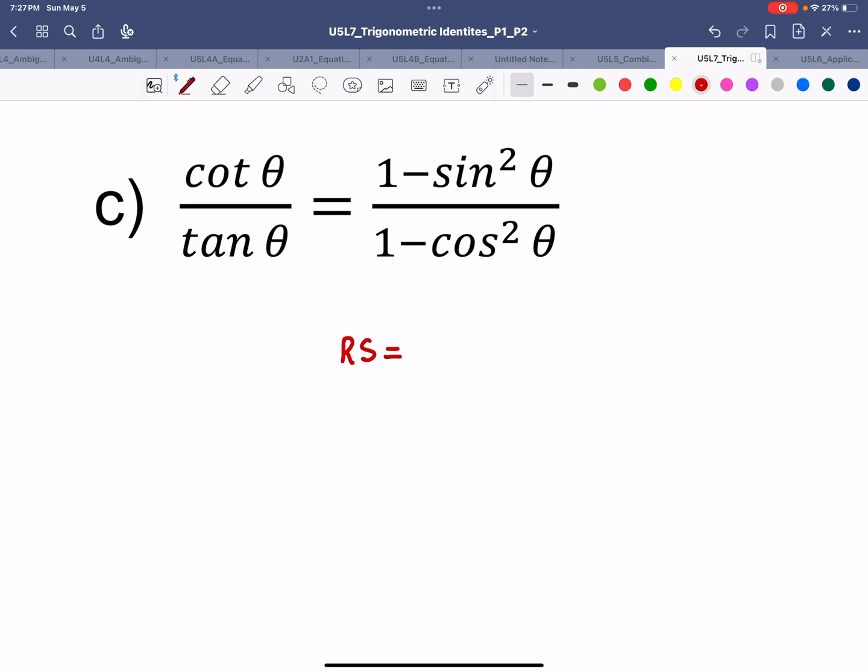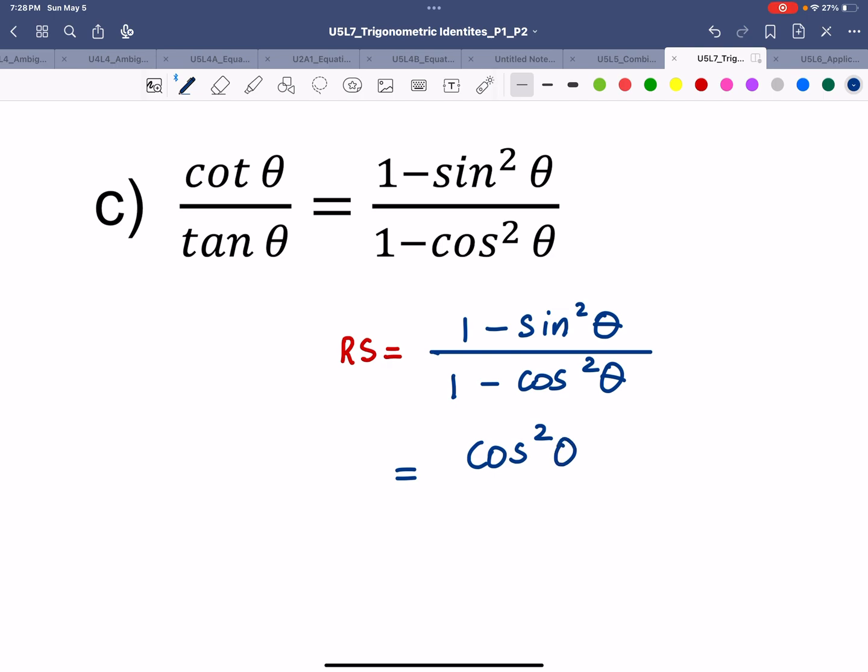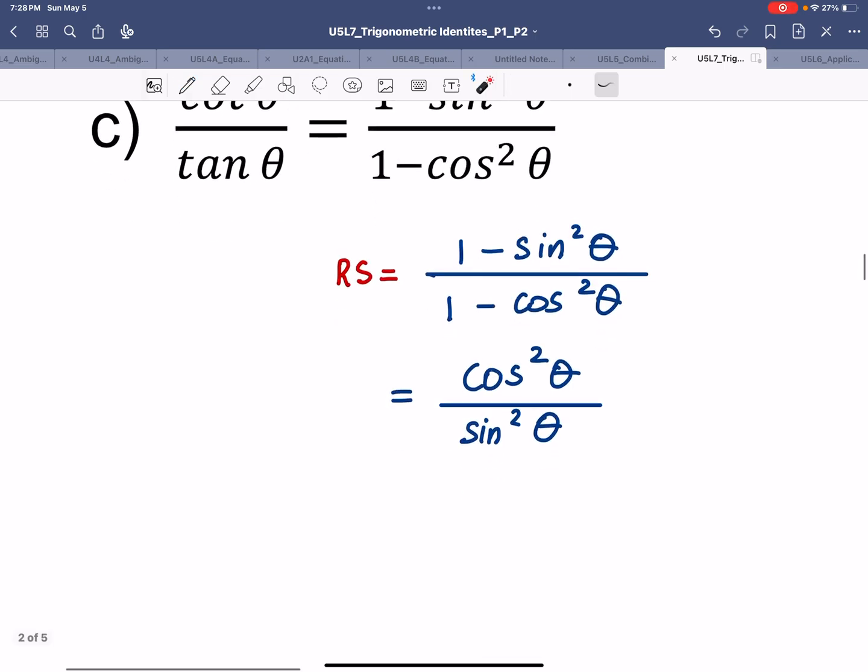And this is what proving trig identities is, having fun through the process of replacing and simplifying and trying to see beyond the reason why something is working or something is not working. So 1 minus sine squared over 1 minus cosine squared. And I see that 1 minus sine squared can be simply cosine squared theta. And 1 minus cosine squared is sine squared theta. So that's as far as I can go in here in this case.